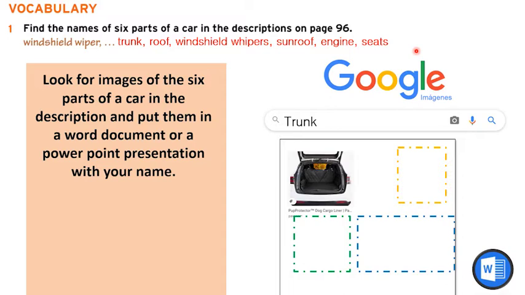There's just gonna be in total 6 pictures, 6 images of the parts of the car. Be careful, because maybe if you just look for trunk, the image is gonna be something different. So look for trunk of a car or something like that. Roof of a car, right? Because these words can have different meanings, all right? So do it, and when you finish, we'll continue.